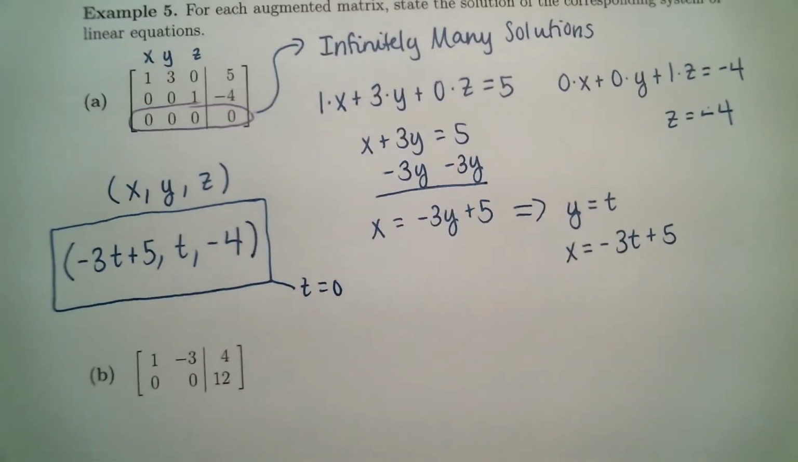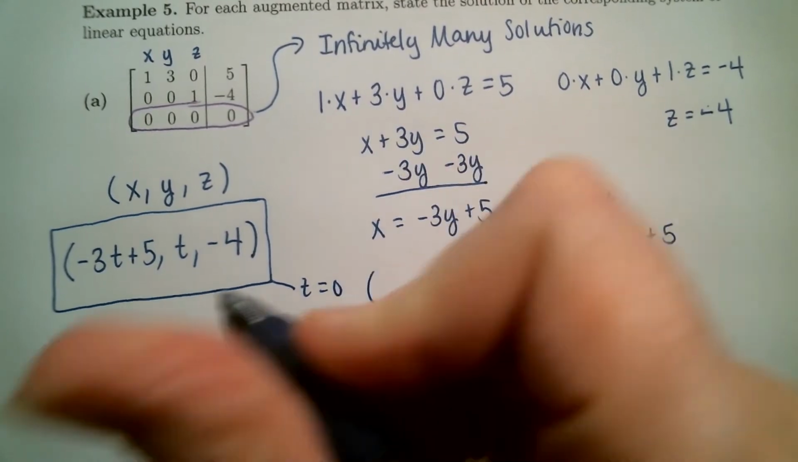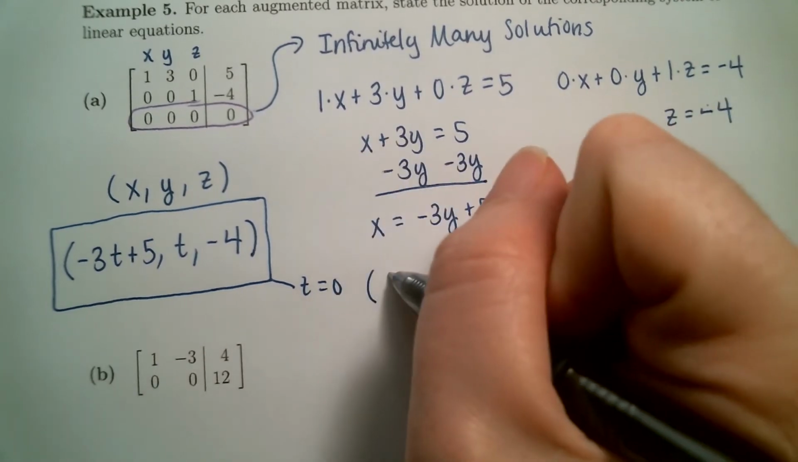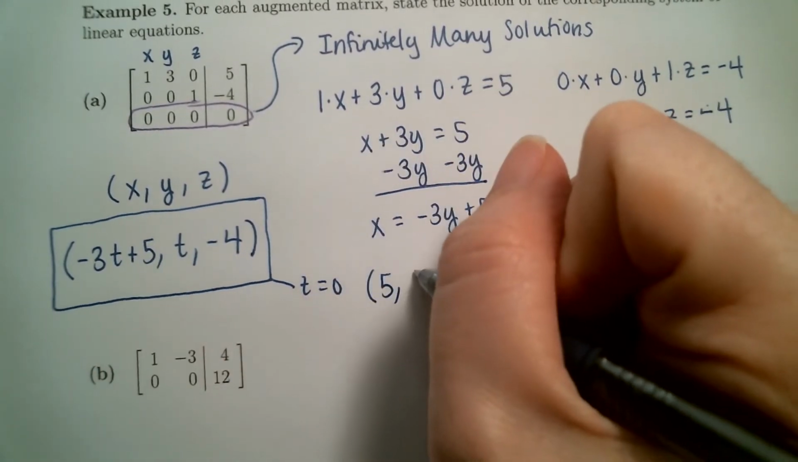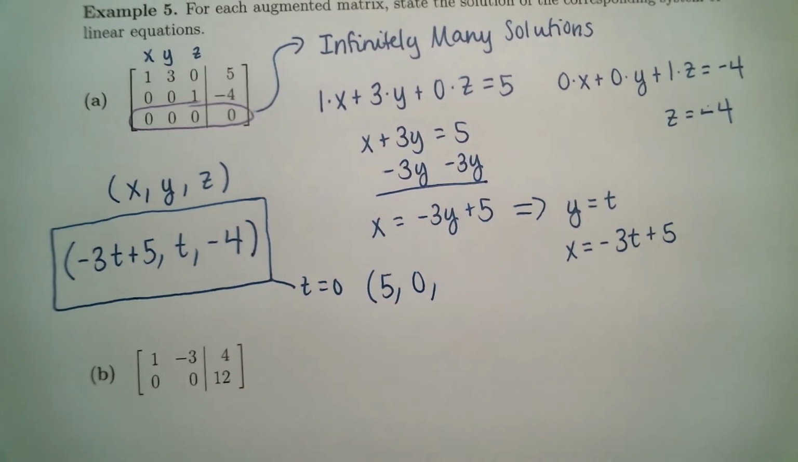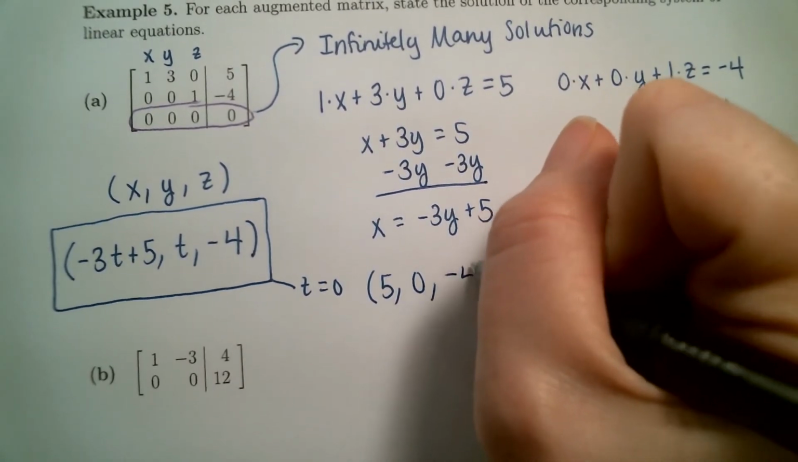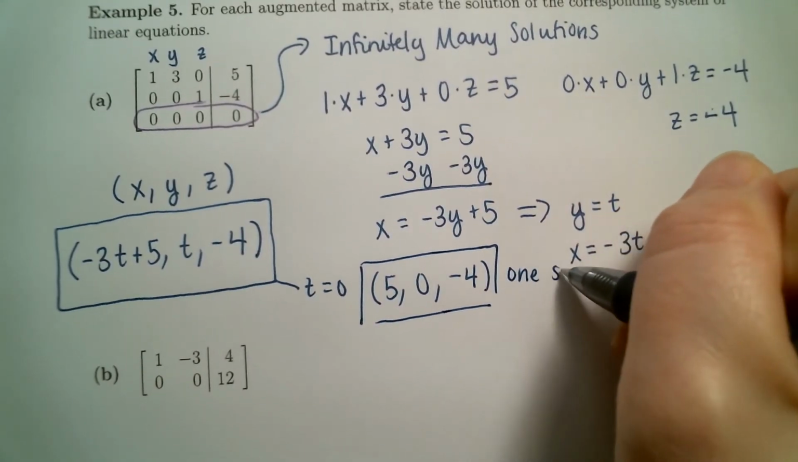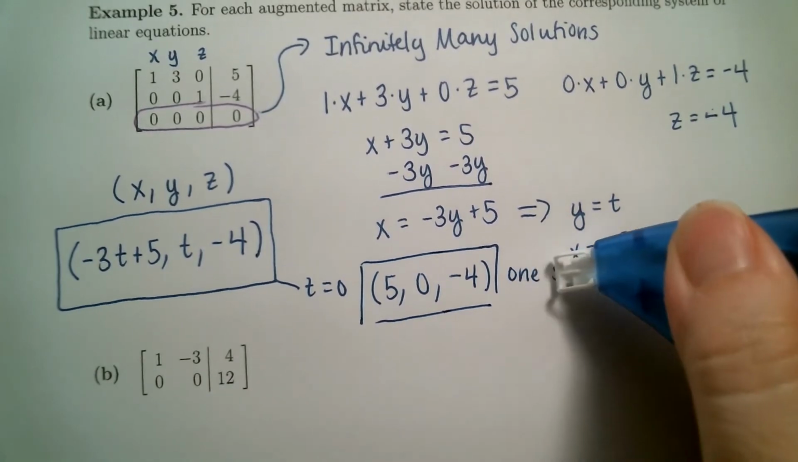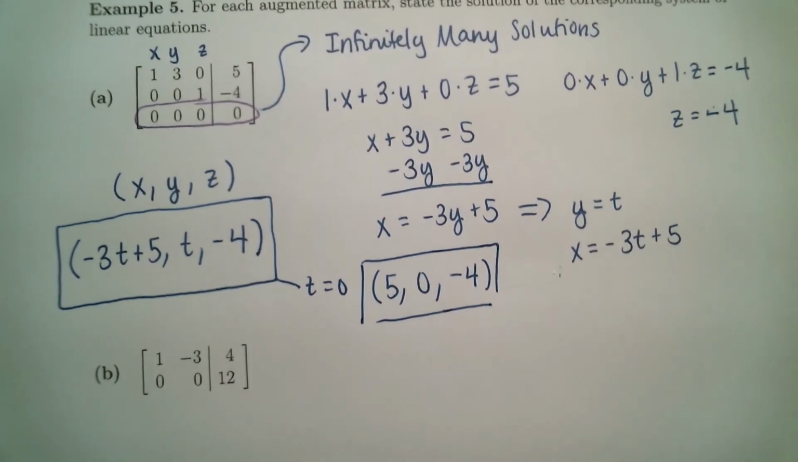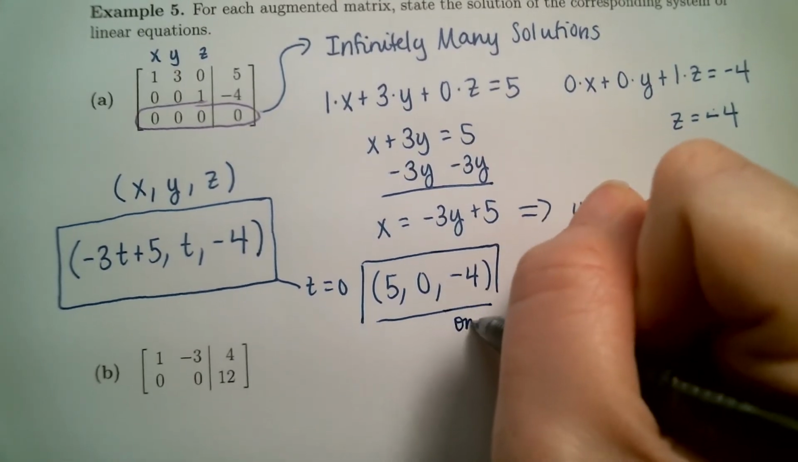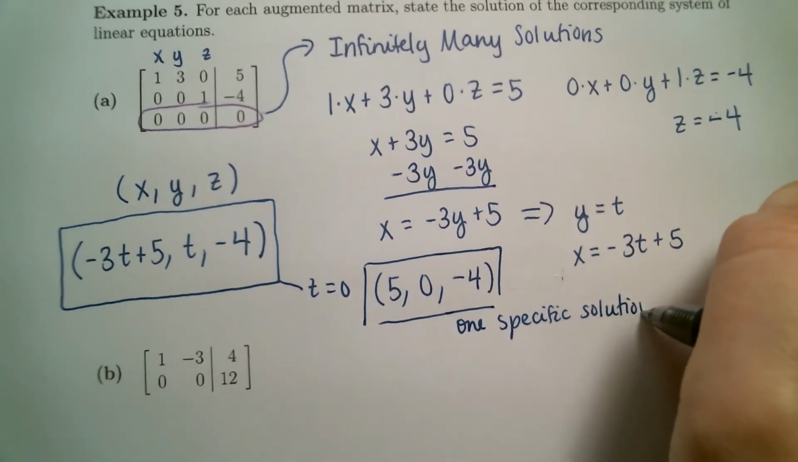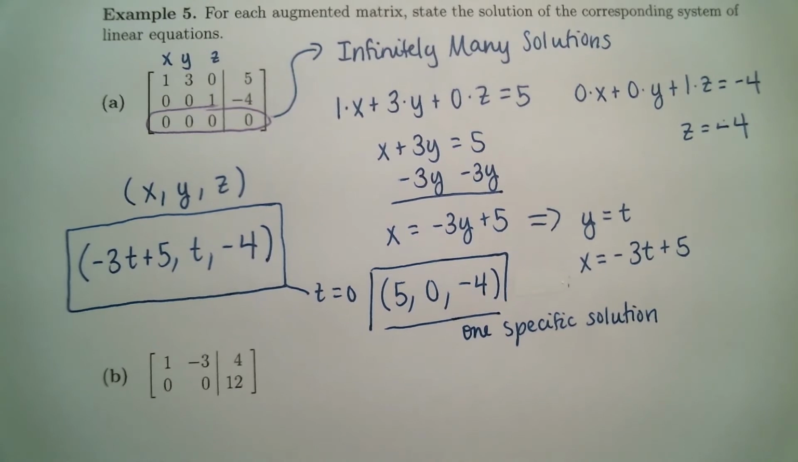If we pick t equals 0, and I plug that t value in here, the x coordinate would be negative 3 times 0 plus 5. That's 5. The y coordinate is t, so that means y would have to be 0. And the z value has to be 4 no matter what. So this is one specific solution. And that's kind of how you do this one. Let me write this here: one specific solution.